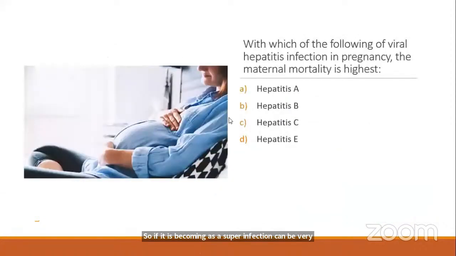Now, next question. With which of the following viral infections in pregnancy is the maternal mortality the highest? Yes, it is hepatitis E viral infection. For those who find it difficult to remember that answer, remember there is an enlarged abdomen in case of pregnancy. So enlarged E stands for hepatitis E.